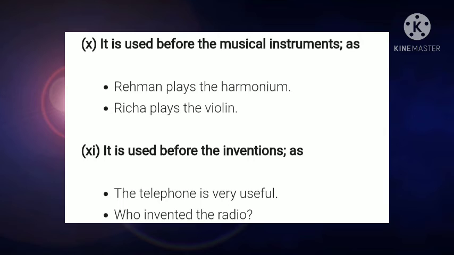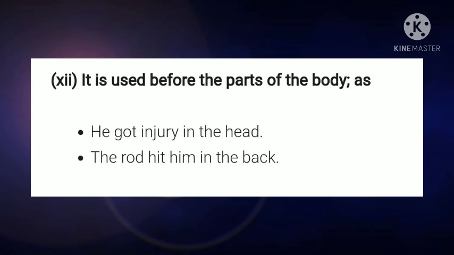It is used before inventions. Inventions means, the telephone is very useful. Who invented the radio? Whenever you talk about inventions, we have to use the article the. Then you see the next condition. It is used before the parts of the body. He got injury in the head. Whenever you refer to parts of the body, we have to use the article the. The rod hit him in the back. Back is a part of the body, and before the parts of the body you have to include the article the.